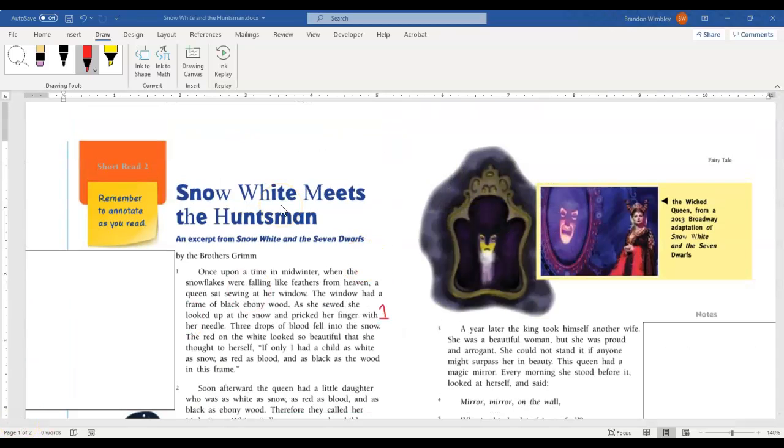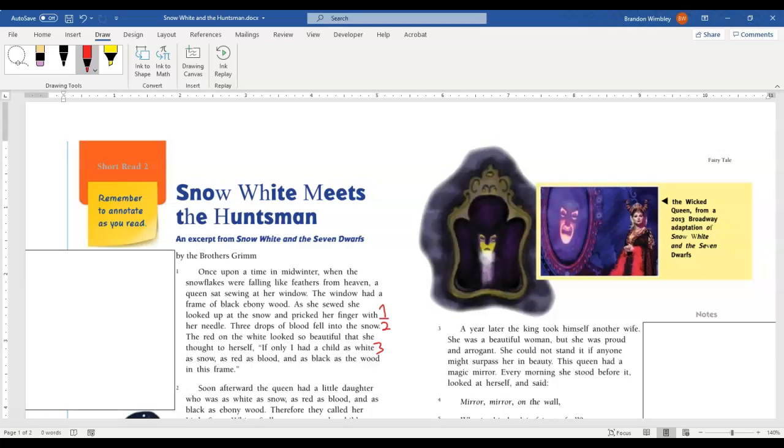Then I see another event that I think is important. Three drops of blood fall on the snow. I'll label this part with the number 2. That's going to be, I think, my next important part. Finally, I see a third important event. The queen wishes for a daughter as beautiful as the blood on the snow. Sounds kind of weird to me, but it's important to our story. So I'm going to put that down here. If only I had a child as white as snow. So that's my third important event.